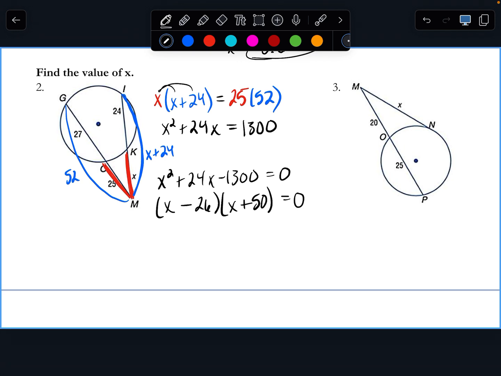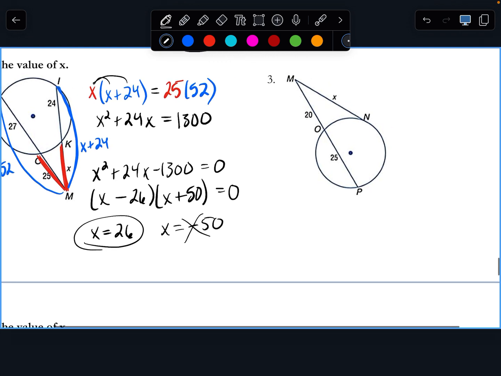So if you don't want to factor it, throw it in quadratic, which is a little painful, but it works every time. So now you're going to set each equal to 0. So you get 26, and then you get a little wary with the negative guy. Usually the negative doesn't work in these ones because the x is usually an actual length on the picture. So the negative 50 is out. So it's just 26. So we got some factoring going. Just keep that in mind as you're suffering through everything.